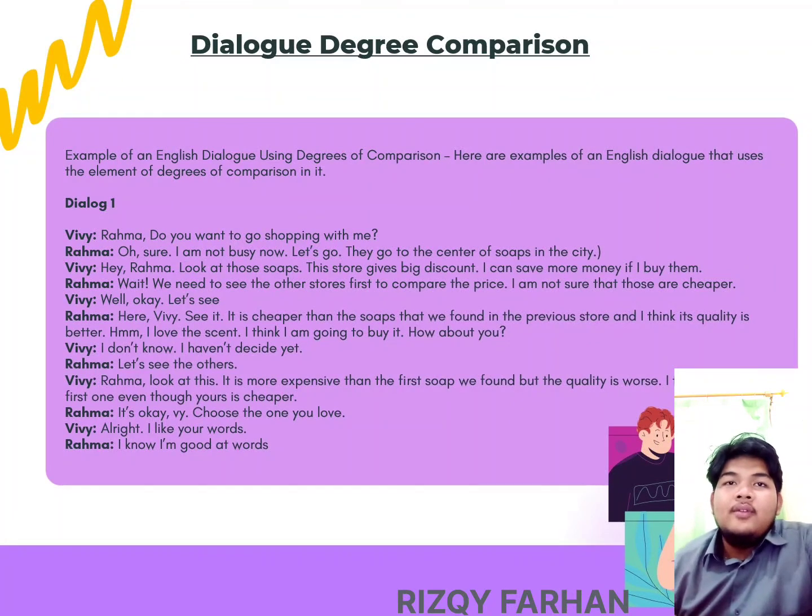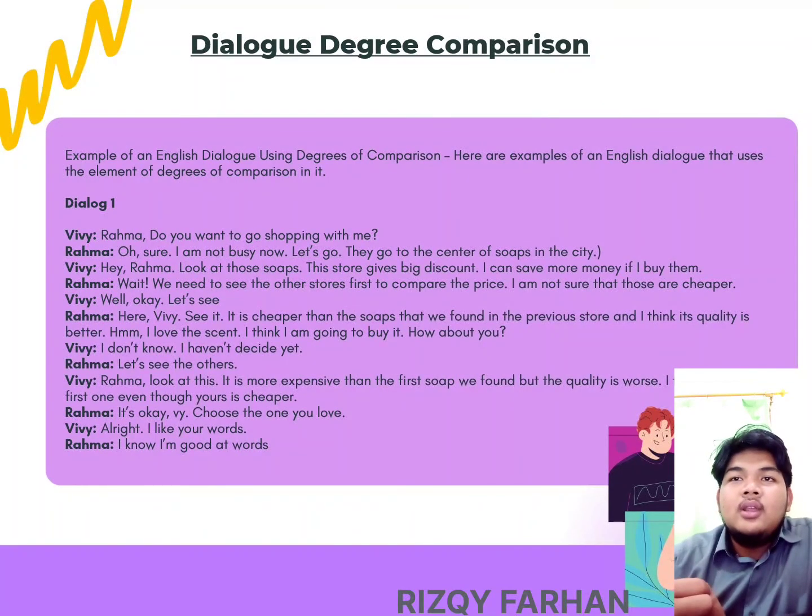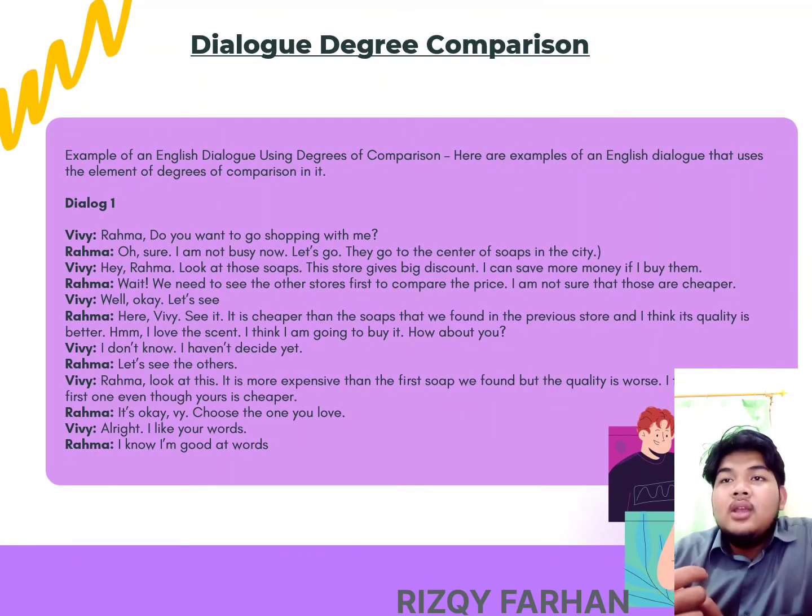Dialogue 1. Vivi: Rahma, do you want to go shopping with me? Rahma: Oh sure, I am not busy now. Let's go. They go to the center of shops in the city. Vivi: Hey Rahma, look at those shops. This store gives big discounts. I can save more money if I buy them. Rahma: Wait, we need to see the other stores first to compare the price. I'm not sure that those are cheaper. Vivi: Well, okay, let's see.